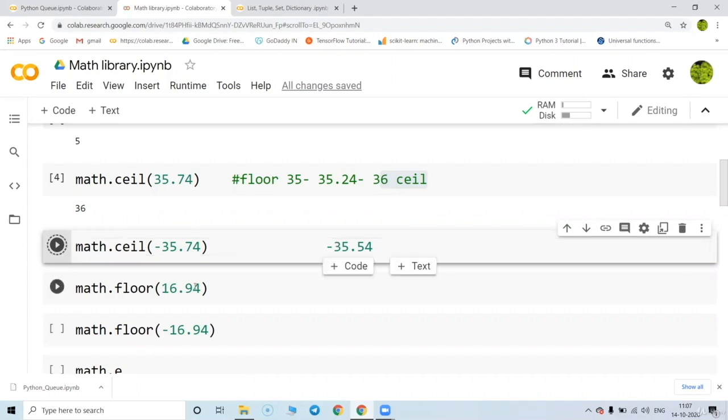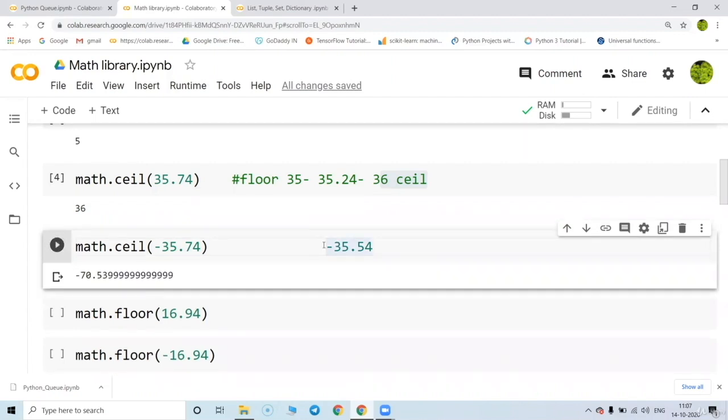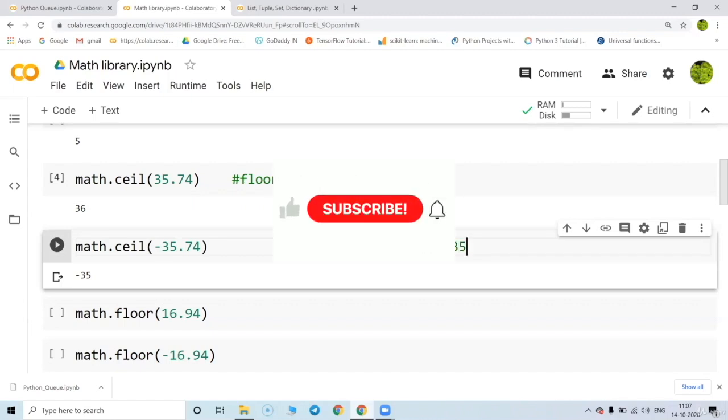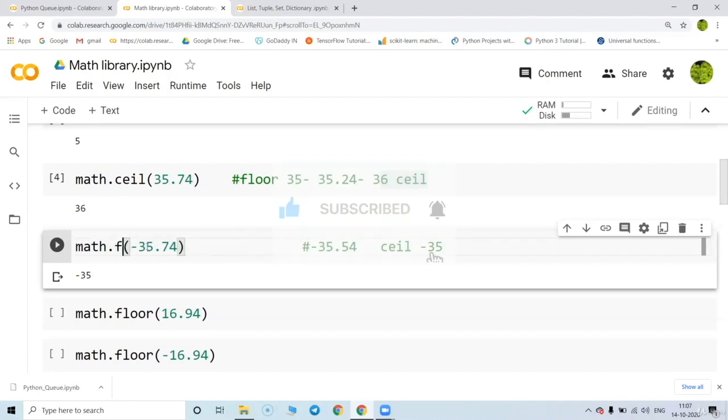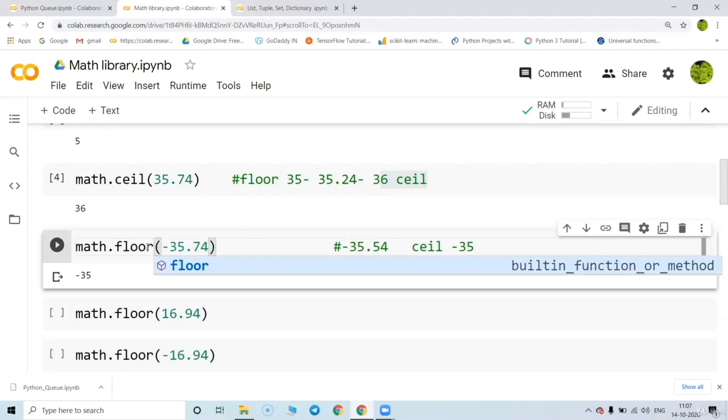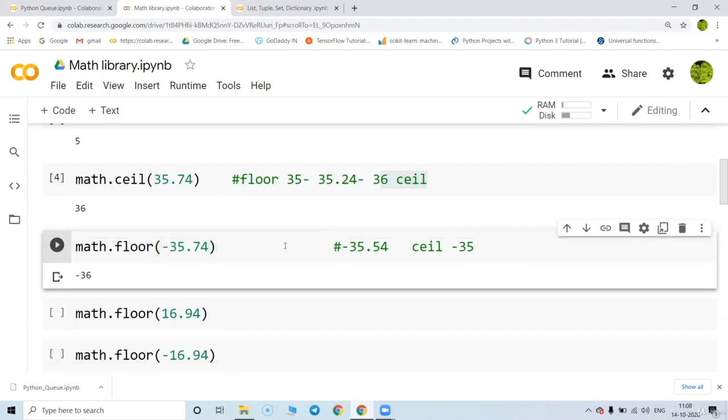So let's run this. What is the ceil of that? This is going to give an error first. So let me just give a comment here. What is the ceil value for that? The ceil value is minus 35. It's the biggest value in this. And if I check the floor for that, it comes to be minus 36. I hope this is very clear to you.